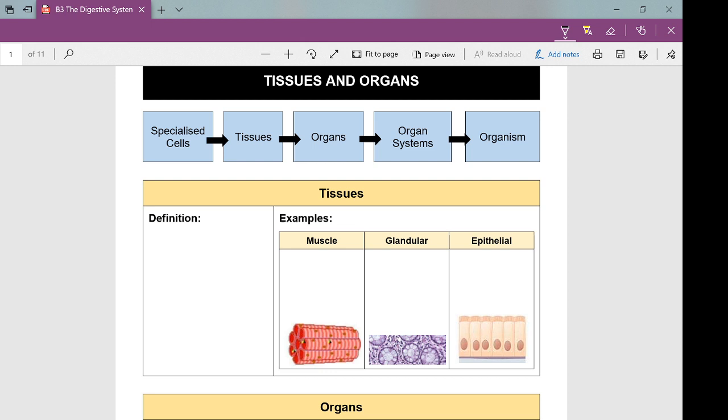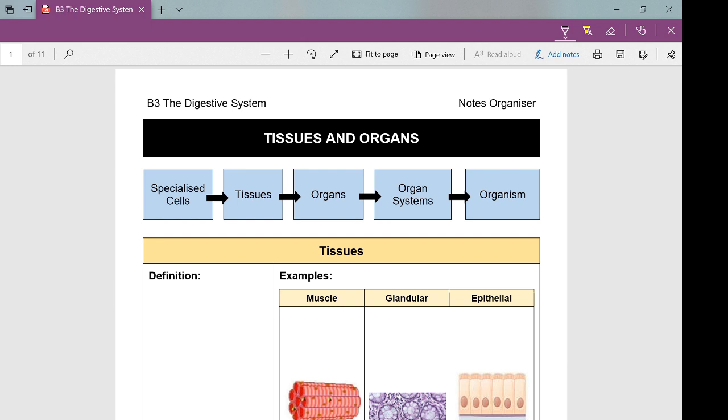We start off with specialized cells. Notice that I didn't just write cells and that I said specialized cells. If you think back to year 9 and even in year 7, you would have done some work on knowing about the different types of cells. Can anyone think of maybe a specific specialized cell that you would have learned about in the past? Type it in the comments if you can think of one.